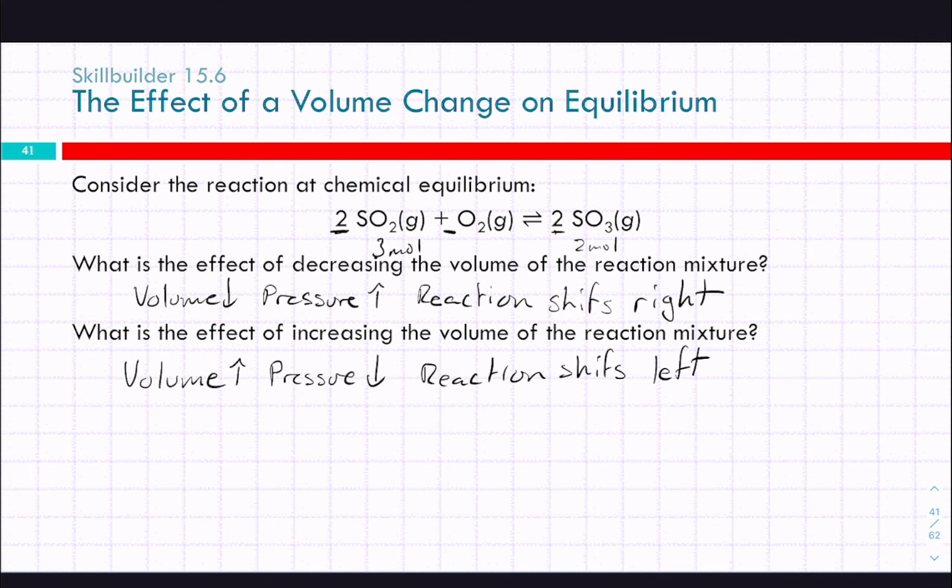Yeah, you just count for the reactant side how many moles of gas there are. Count for the product side how many moles of gas there are. Then you say, okay, volume decreased. That means pressure went up. That means we want to go to the smaller number of moles. And I think that one thing goes up, one thing goes down. I go left, you go right. That's where the confusion happens.